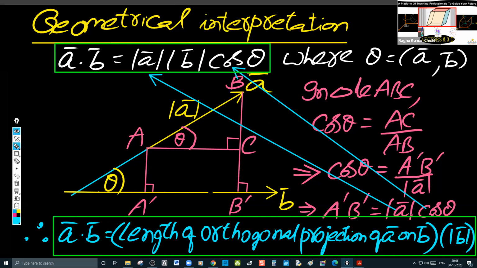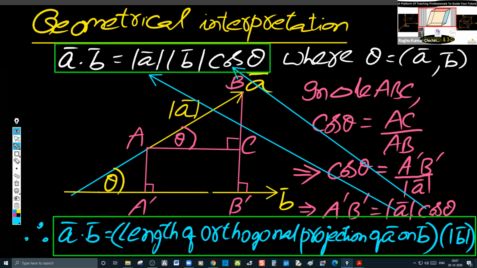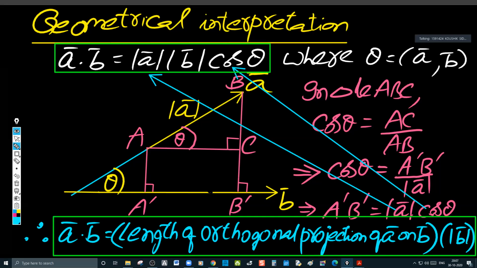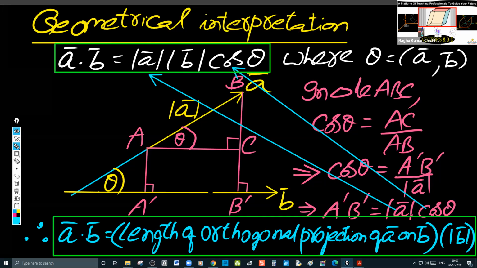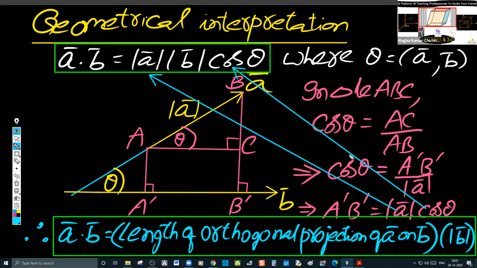In place of A bar, B bar comes. In place of B bar, A bar. So, the length of orthogonal projection of B bar on A bar, sir. Then we should take the length of orthogonal projection of B bar on A bar. Here we took A bar on B bar. That's okay. A bar on B bar changes to B bar on A bar, into mod of A bar. That's it.